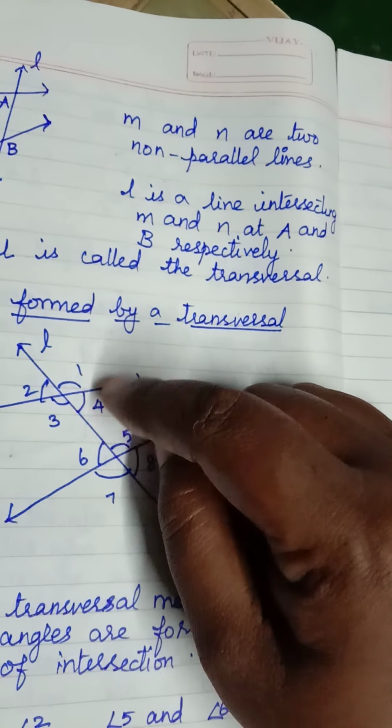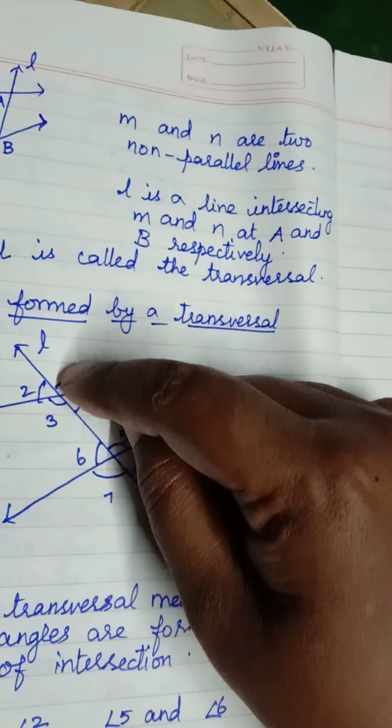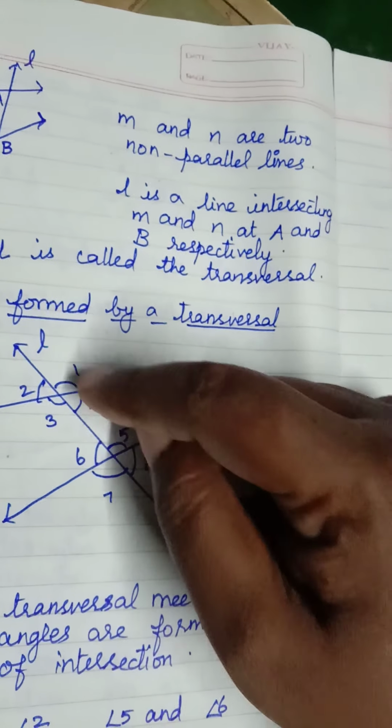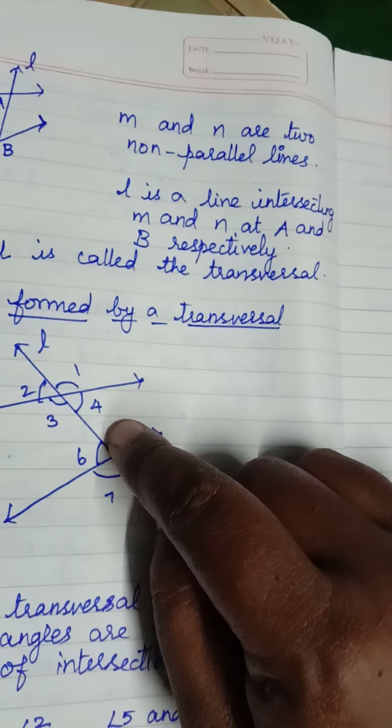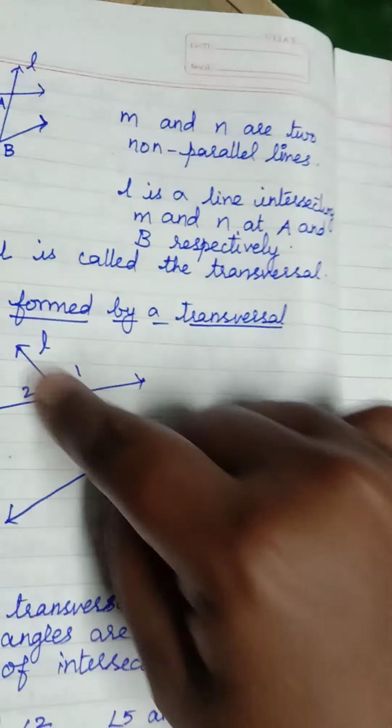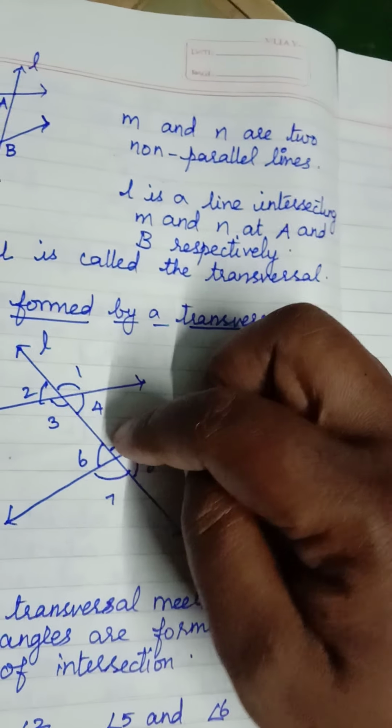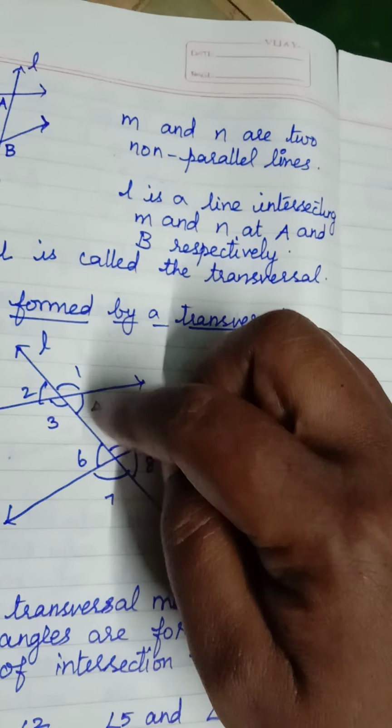See here, lying above or below the lines. Angle 1, angle 5: these are lying above the lines. Angle 1 is lying above this line. Angle 5 is lying above the line on the same side of the transversal, this side. So angle 1 and angle 5 are said to be corresponding angles.